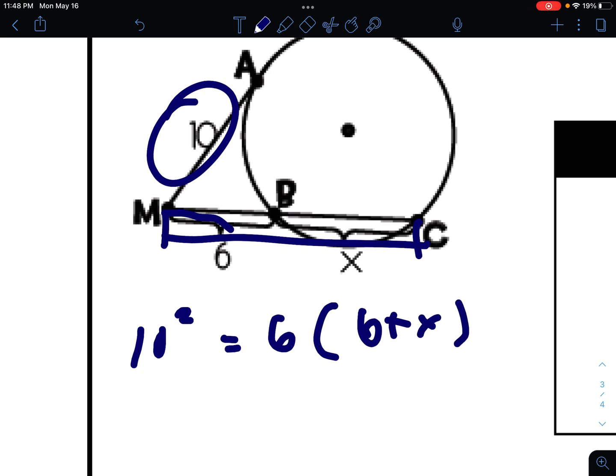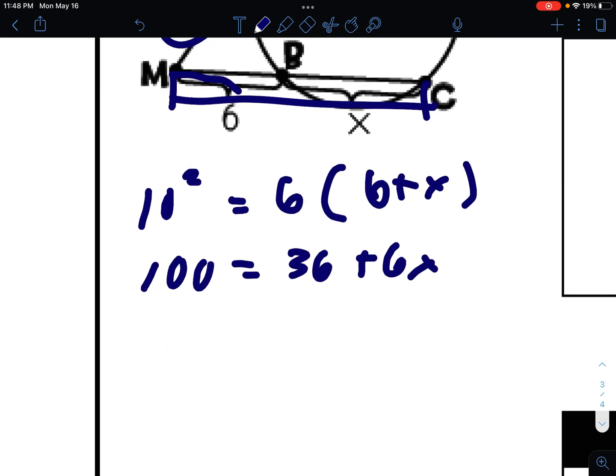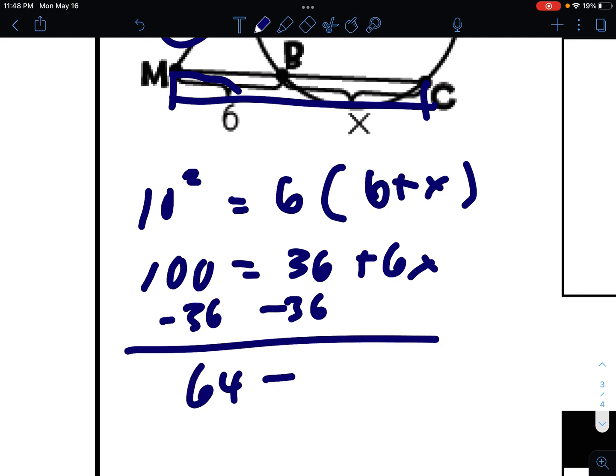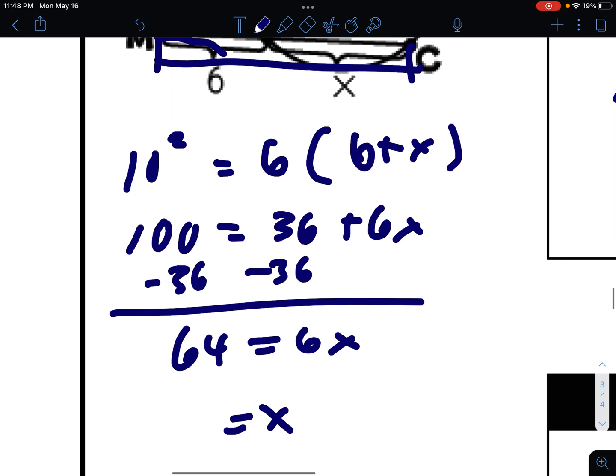So we get 100 is equal to 36 plus 6x. And then we're going to subtract the 36 from both sides. And we're going to get 64 is equal to 6x. And then we're going to divide both sides by that 6. So 64 divided by 6 gives us a grand total of 10.6 repeating.